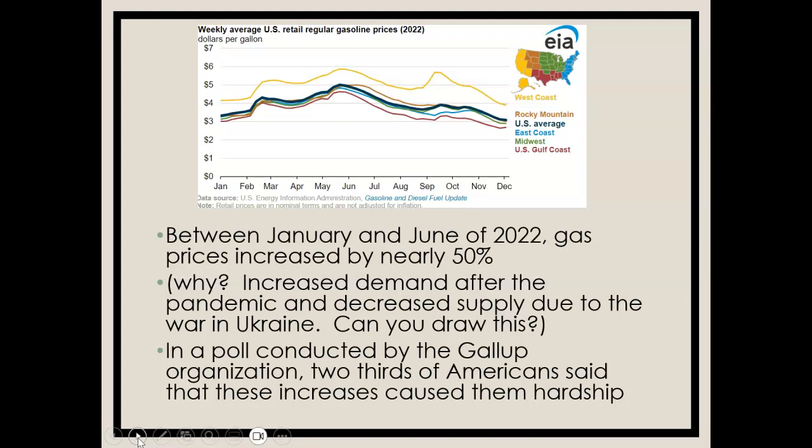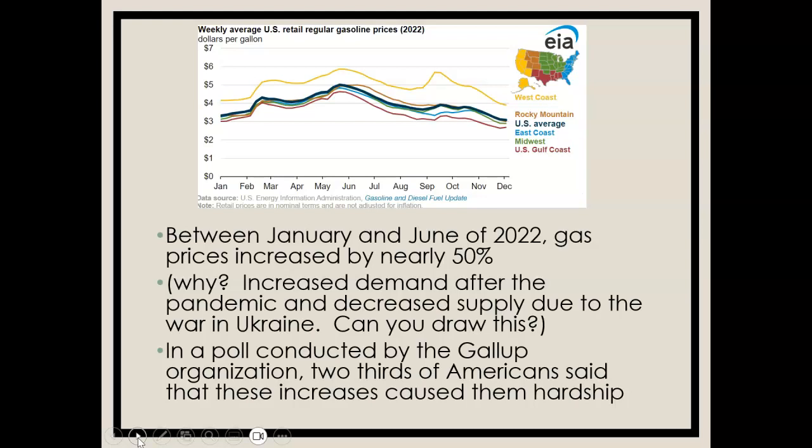Why did this happen? Well, there was increased demand after the pandemic. People wanted to start driving again and going places. And decreased supply due to the war in Ukraine. Ukraine and Russia are both sources of petroleum products, so the fact that a war started there cut back on supply. Once again, see if you can draw the graphs to show what happens when these two kinds of things happen in the market.